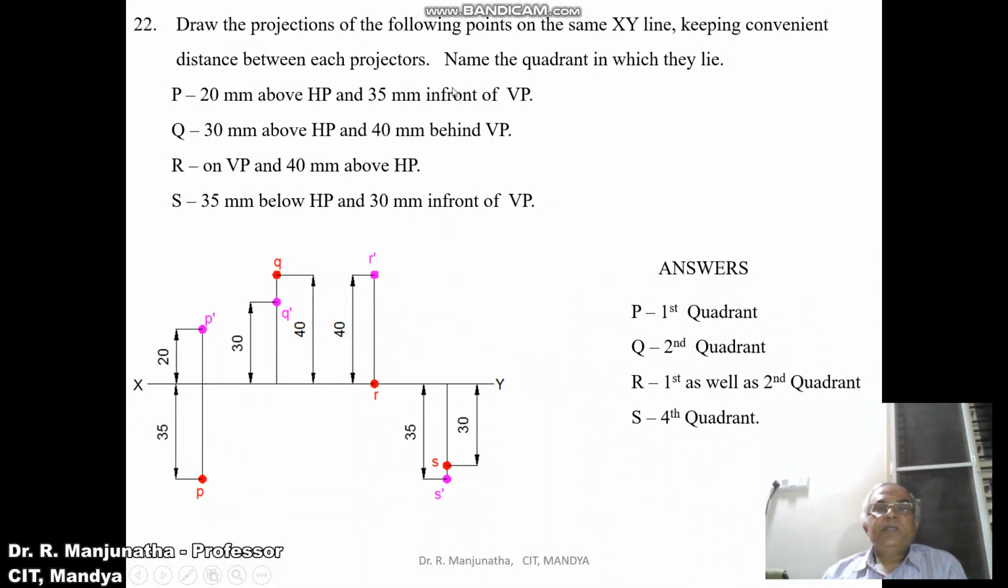Now we need to name the quadrants in which they lie. Capital P lies in the first quadrant: front view above the XY line, top view below the XY line. Capital Q lies in the second quadrant, because both the front and top views are above the XY line. Now for R, the front view is above the XY line and the top view is on the XY line. In this condition, if the top view is above the XY line, then it becomes the second quadrant. If the top view is below the XY line, then it becomes the first quadrant.